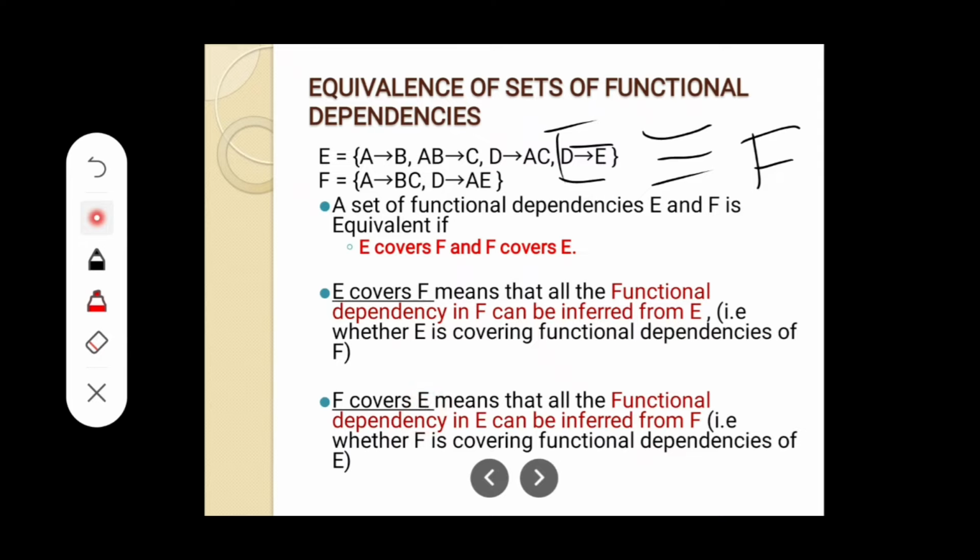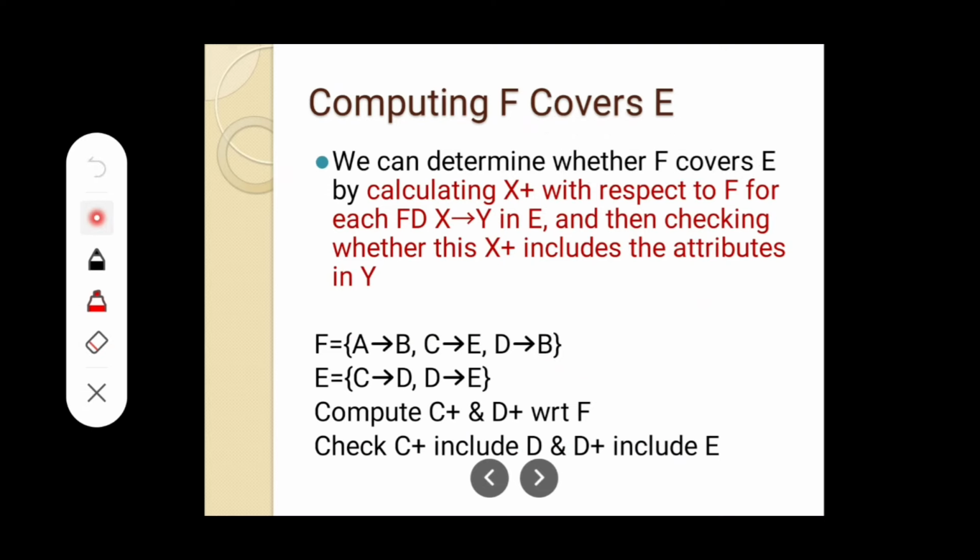Clear? Now how to compute E covers F or F covers E, that is what we are going to see now. Here I am going to compute F covers E. They have given two sets of functional dependencies, F and E. Please remember that F and E are not single functional dependencies; each is a set containing many functional dependencies.